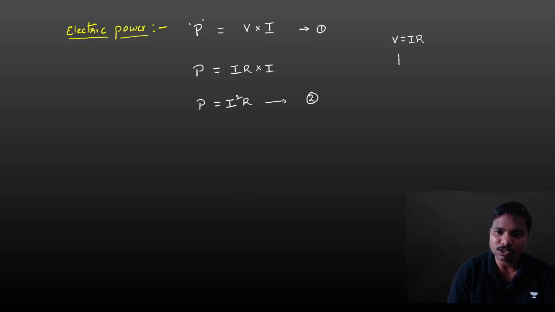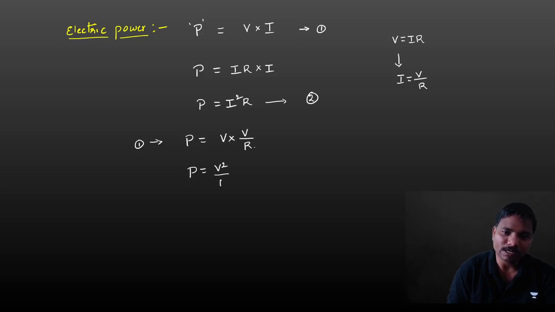And from this Ohm's law, we can also substitute for I. I is equal to V by R. Substitute this in equation 1. From equation 1, power P is equal to V into, in the place of I, substituting V by R. So then what is the formula you will get? V square by R. This is the third formula of the power.